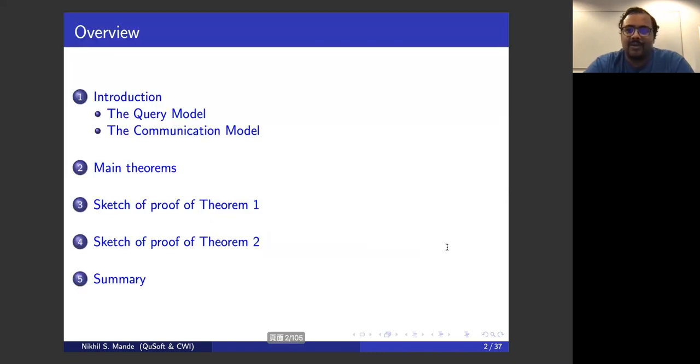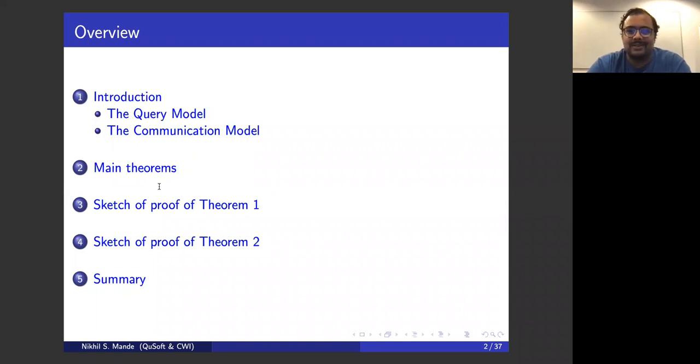So here's the outline of what I'm going to talk about. First, I'll introduce the models that we're interested in, more specifically, the quantum query model and the quantum communication model. And then I'll talk about how a problem in the query world naturally gives rise to a problem in the communication world and what bounds are known. I'll talk about some prior results, and that will set the backdrop for me to be able to state our main theorems. Think of our main theorems as two types.